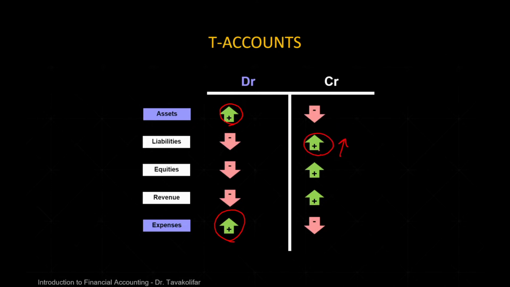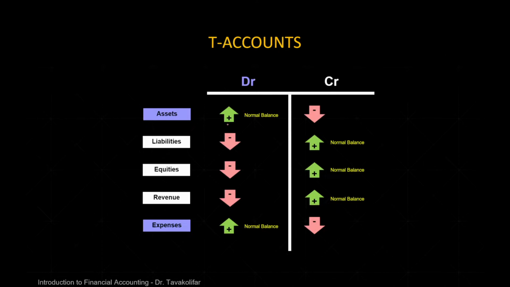We put the amount on the right side. This is how debit and credit work in accounting. Okay, as simple as that. But there is an extremely important concept in accounting, the idea of normal balance. Normal balance is the side that increases the balance of the account.